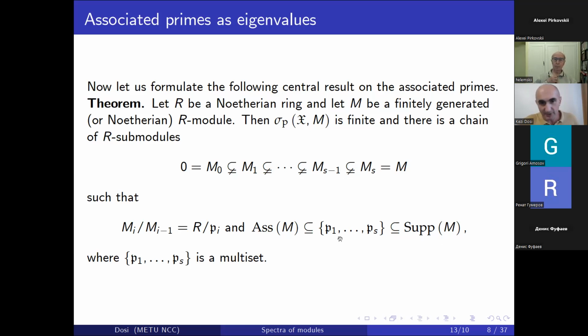So what is a multiset? The problem is that whenever we're getting these gaps, a certain prime could repeat several times, so-called multiplicity. So that's why you should include P with the multiplicity several times. That's why it's multiset terminology. This is an interesting result from commutative algebra. Later on we're going to convert it into some operator language. It will be interesting.